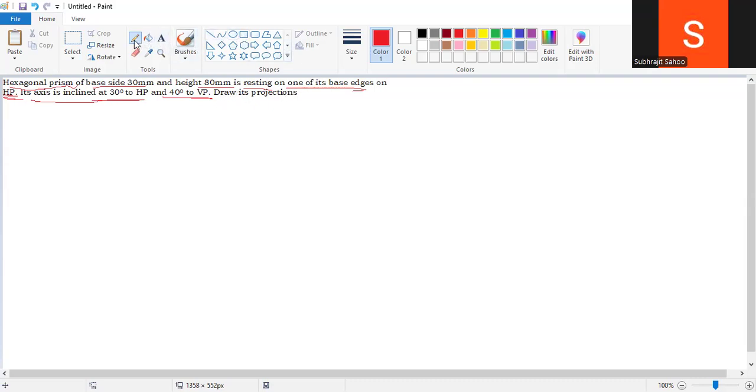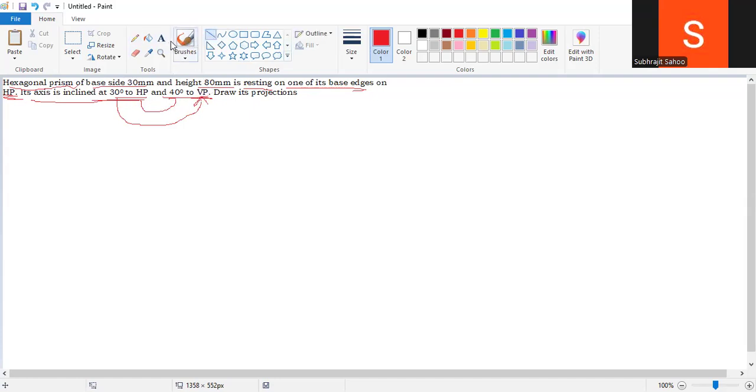So observe, sir. 30 degrees with respect to HP, 40 degrees to VP. So I will show 40 degrees in HP and 30 degrees in VP. It will be reverse. With respect to HP means I will show it in VP, and with respect to VP means I will show it in HP.